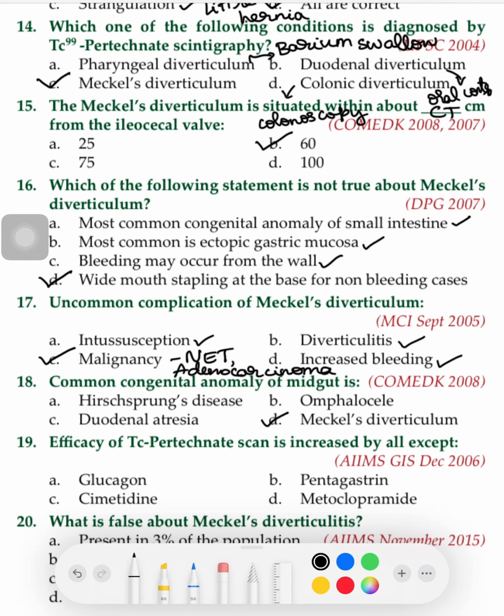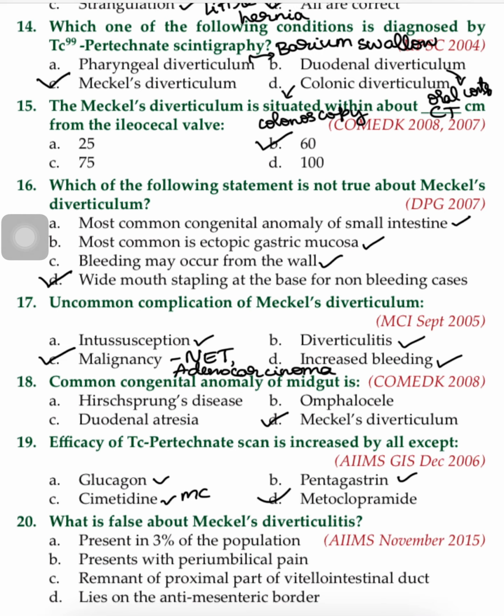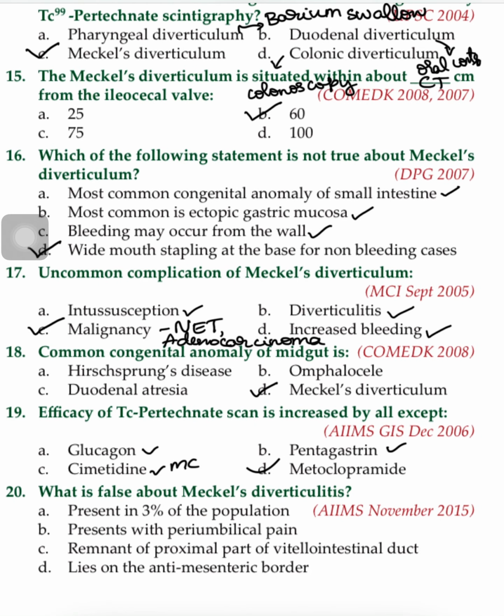The efficacy of technetium pertechnetate scan is increased by all except. It is increased by glucagon, pentagastrin, and cimetidine, which is the most commonly used. So what is not increased is metoclopramide. That's the answer. So what is false about Meckel's diverticulitis?